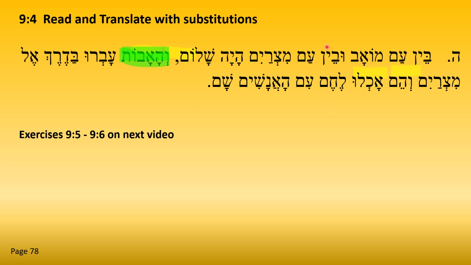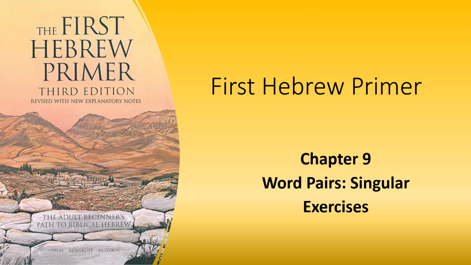All right. So let's look at exercise 1 for chapter 9, word pairs singular. We'll finish up the exercises in the second video on exercises, as well as getting into the tall tale, and we'll look at that in our next video.